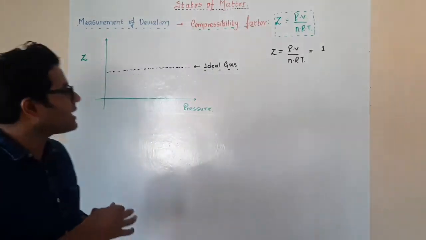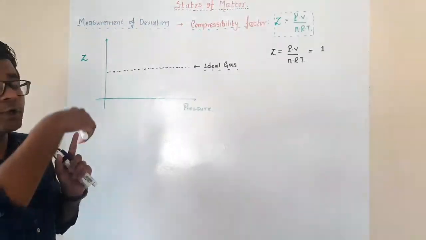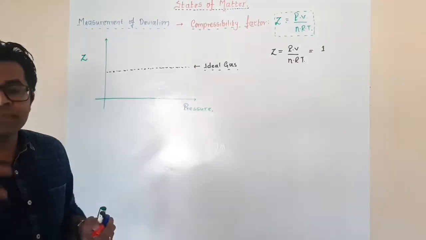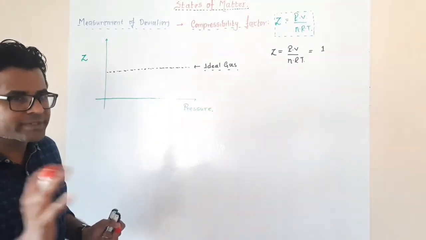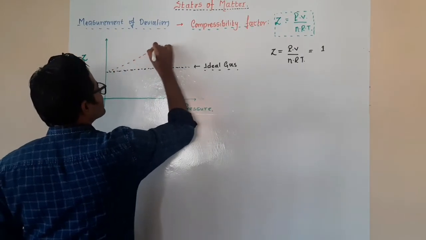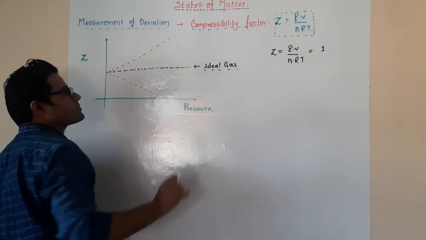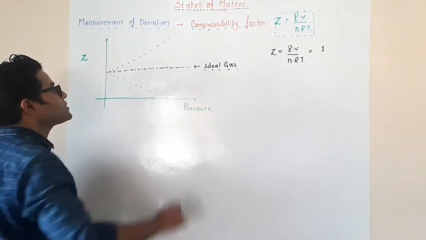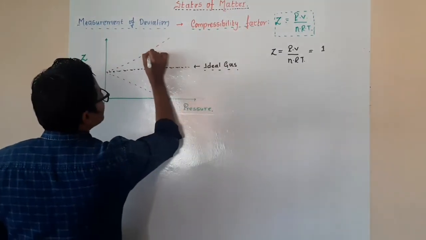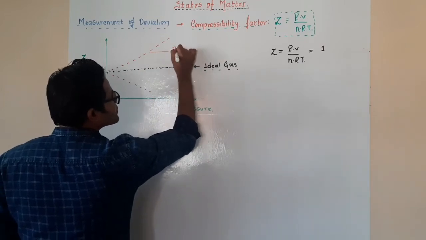But when we plot the same type of graph for a real gas, as we have already mentioned, no gas is going to be absolutely ideal. That means there are going to be deviations. There are 2 types of deviations which are usually observed. Either this plot is going to go on the top, something like this, or the plot is going to go at the bottom, something like this. So if the plot is going to the top, we call it a positive deviation.